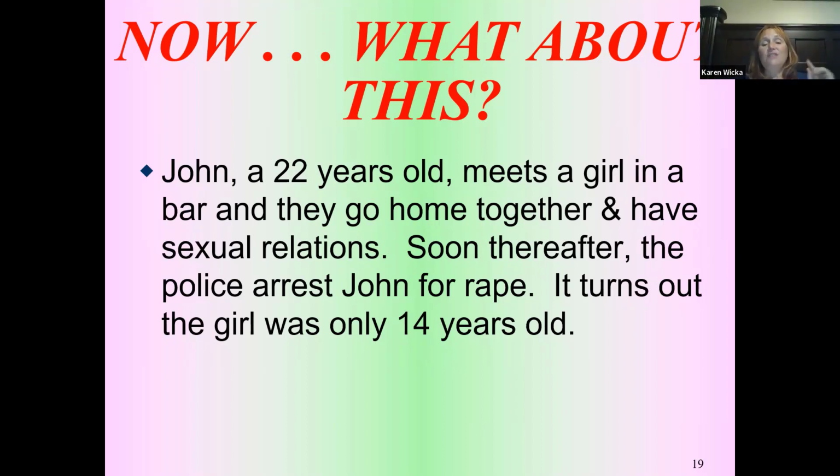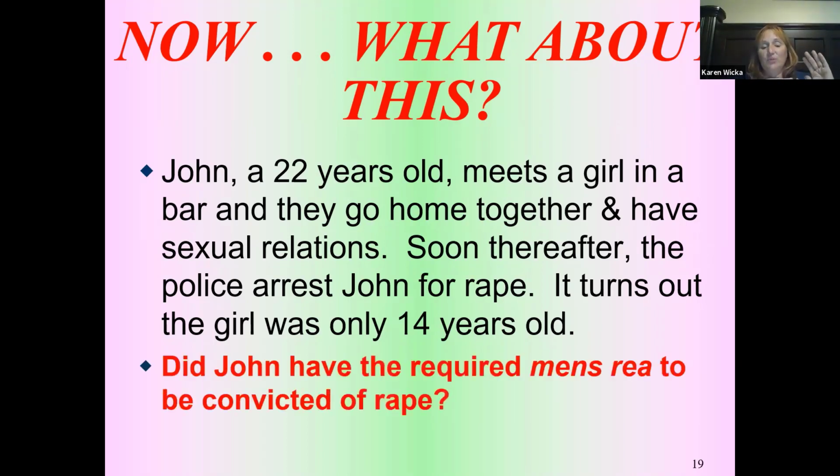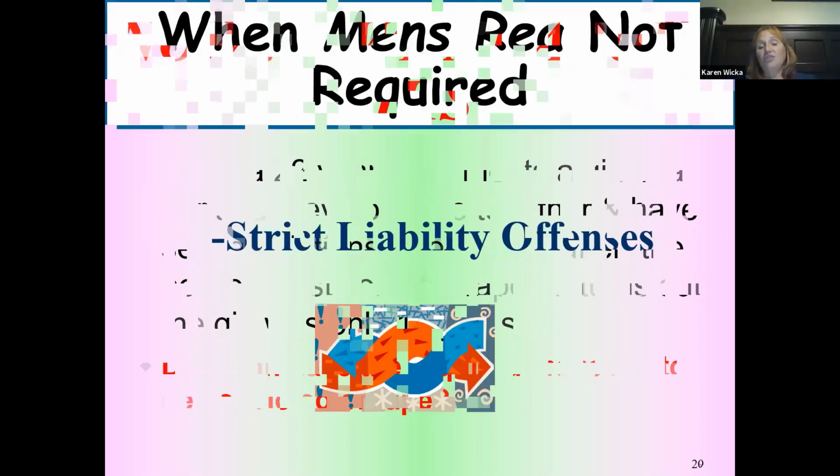The problem is there are certain crimes where we don't care. So I kind of lied to you a minute ago when I said all crimes have a mens rea. That's a little bit of a lie, because there are certain crimes that we say do not have a mens rea. In this case, John does not have the proper mens rea to be convicted of rape. The most you could get him is reckless, but sex offenses are intentional. So how do we still charge John?